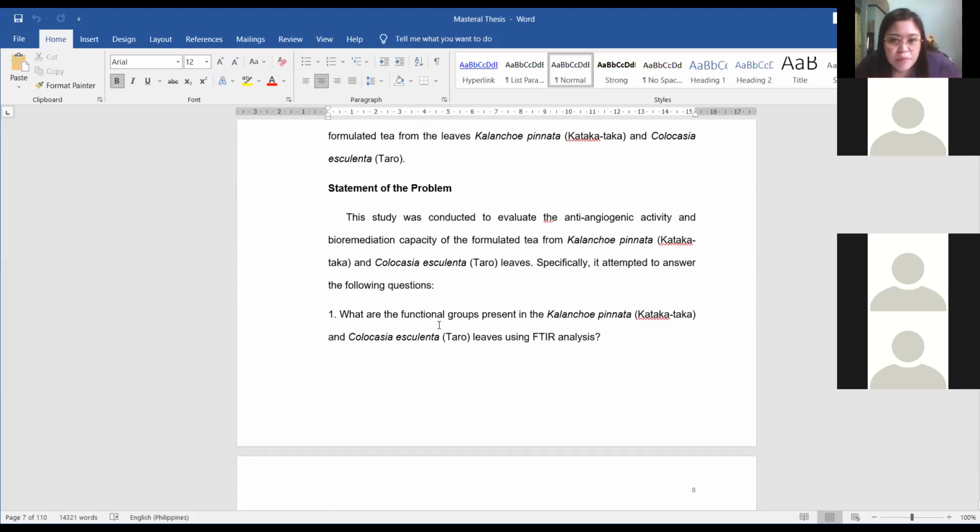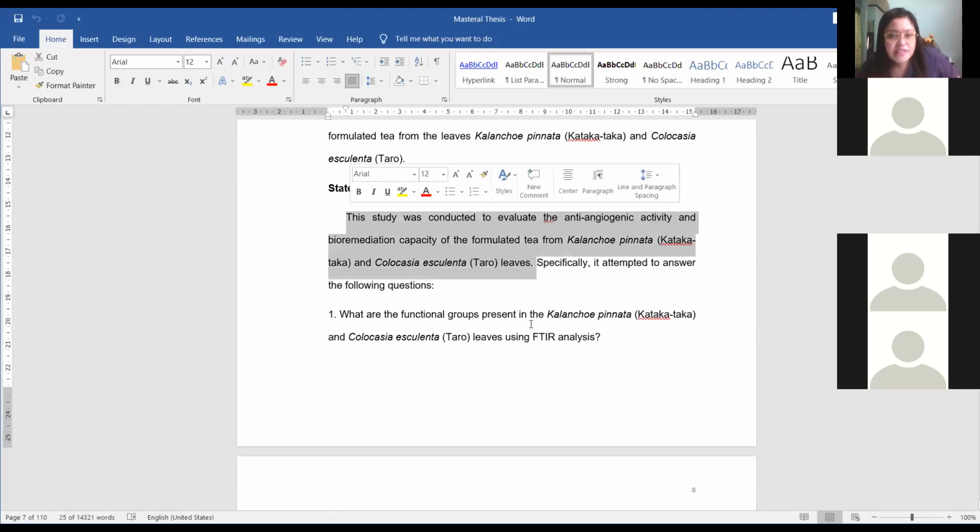So statement of the problem, again, as you see on the screen, I started again with the general statement of objective, or the general statement of my problem in the study. My general objective is to really evaluate the anti-angiogenic activity and also the bioremediation capacity of the formulated tea from the two plants I had: the Kalanchoe pinnata or the katakataka and the Colocasia esculenta taro leaves.